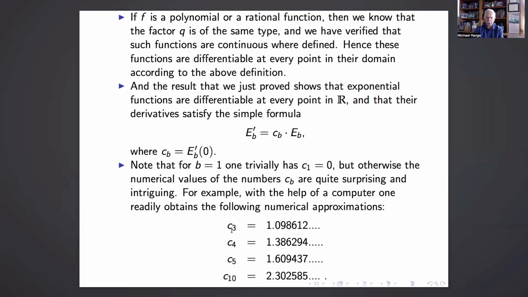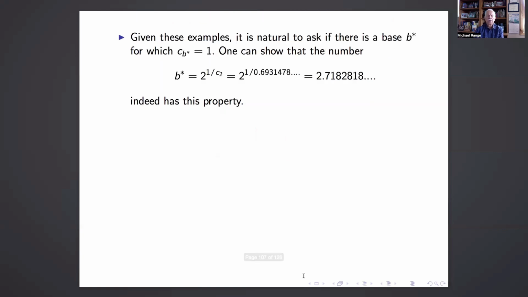Here are some examples: c sub 3, c sub 4. Look at these decimal numbers. They look very strange and mysterious. And given these examples, it is natural to ask if there is a base b star for which the corresponding value c sub b star is equal to 1.